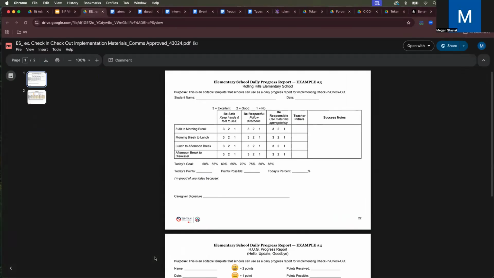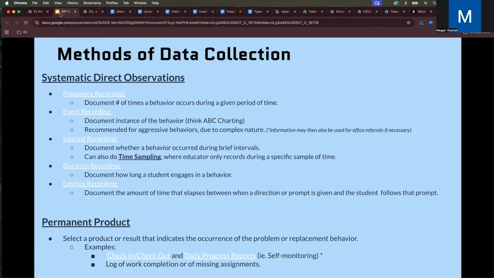Sometimes we will also do check in, check out, where the student gets some sort of mentoring throughout the day. Sometimes the student will carry this with them. Sometimes it's more of a check-in, if they have the same teacher every day and the teacher records it for them. So, for this example, did they keep their hands and feet to themselves? Did they follow directions? Did they use materials appropriately? Keeping it really specific to whatever the student's goal is. Again, this one's a little vague, so I would want to cater this to whatever that student's goals specifically are.